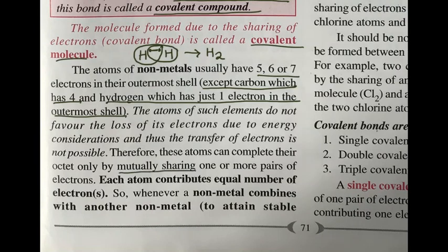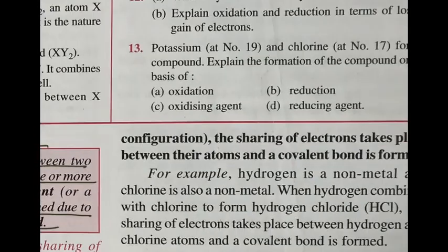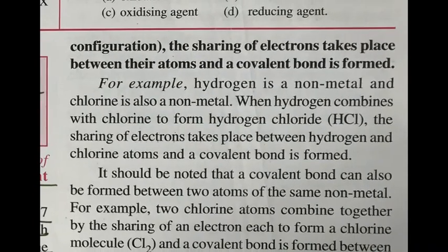Mutually sharing means both must benefit by sharing one or more pairs of electrons. Now each atom, remember children, contributes an equal number of electrons. So whenever a non-metal combines with another non-metal, they are trying to attain either a duplet configuration or an octet configuration. They want to become stable, so they share the electrons between the atoms and a covalent bond is formed.